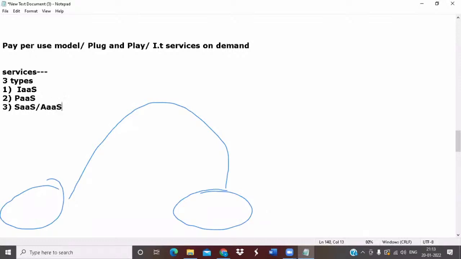This is clear, all of you. Infrastructure as a service, platform as a service, software as a service, or application as a service. So these are the three services provided by the vendor company over the cloud. What is the meaning of infrastructure as a service? What is platform as a service? What is software as a service? Everything we will discuss in tomorrow's session. So in today's session, we discussed only 2 points. Point number 1 is what is Salesforce?